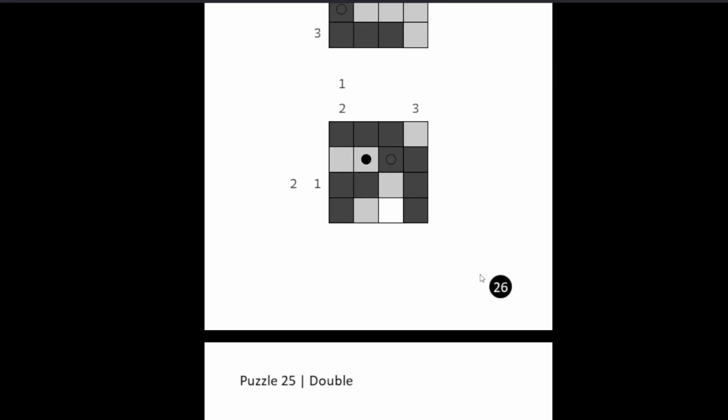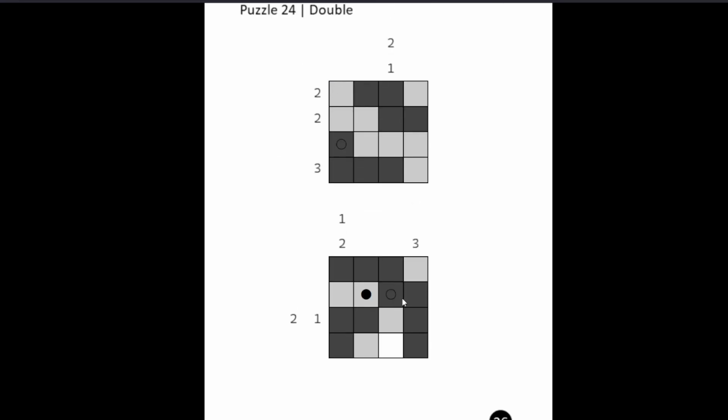Did the impossible puzzle have any plus signs? No.